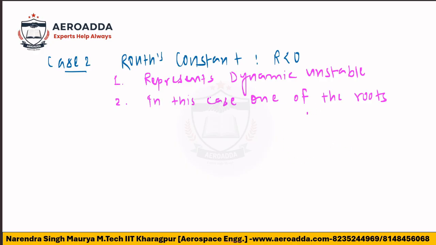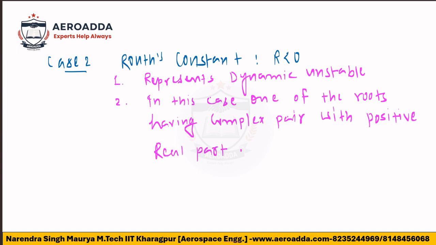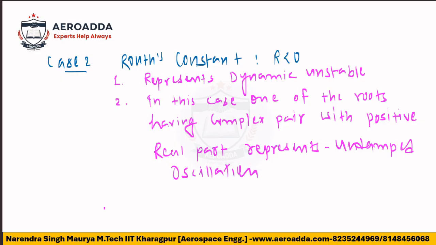In case of one of the roots having a complex pair with positive real part, it represents undamped oscillation. Undamped oscillation.